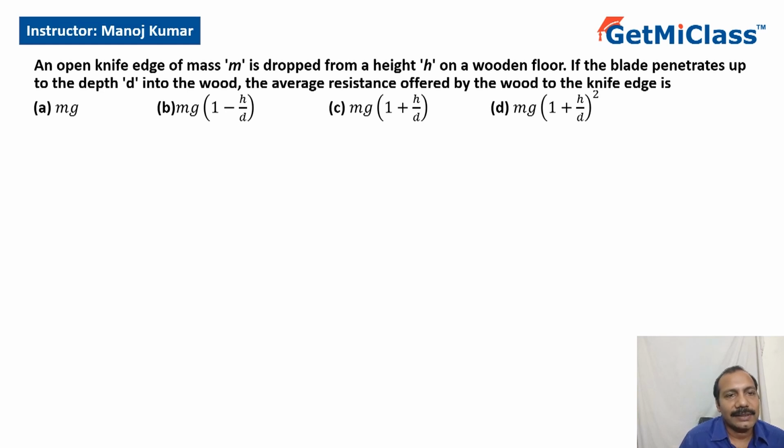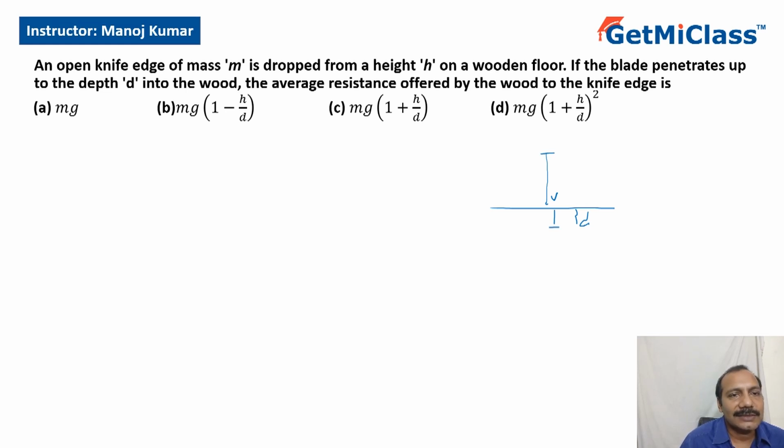We have, let's say this is the surface, the blade penetrates. The blade comes, acquires a velocity v, and then it penetrates a distance d. This is the distance it penetrates and stops. We are required to find the average force, so we are required to find what is the acceleration.